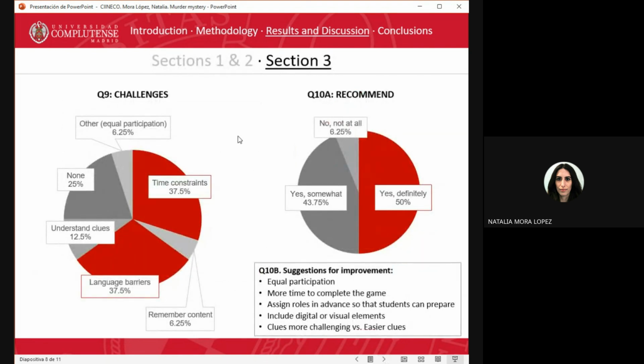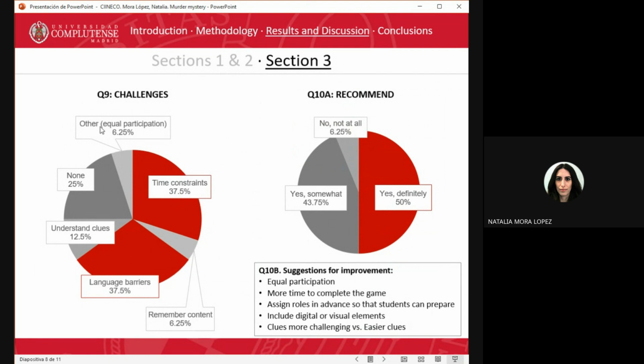Regarding section 3, which is the overall satisfaction and experience, we have some challenges here. Again, they had to choose 1 or more. Some of them chose time constraints and language barriers as the most important challenges. 1/4 didn't find any, which is very good. And then we have some marginal results, some problems to understand clues, and some problems to remember content, but not many, because they could take notes.